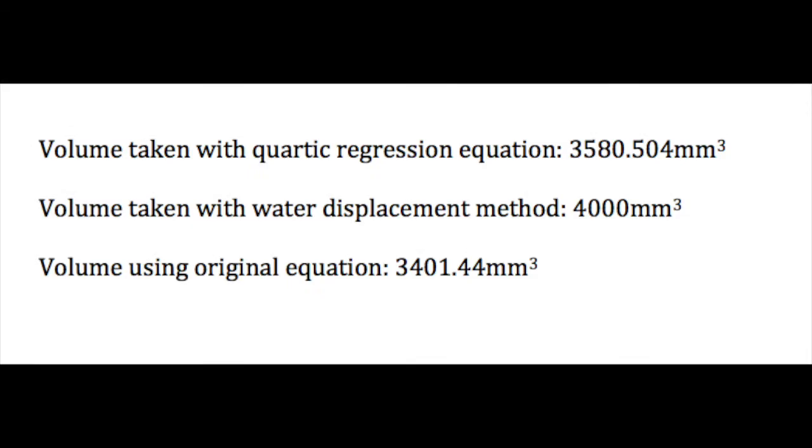Using these three different methods, we were able to deduce three different volume values. For the quartic regression method, we got 3,580 millimeters cubed. With the water displacement method, we got 4,000 millimeters cubed. And with the original equation, we got 3,401.44 millimeters cubed. Since all three of the equations that we got gave different values for the volume, we were wondering at this point which method would be the most reliable.